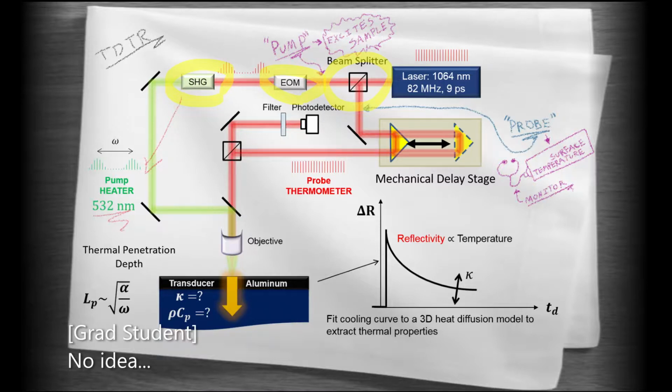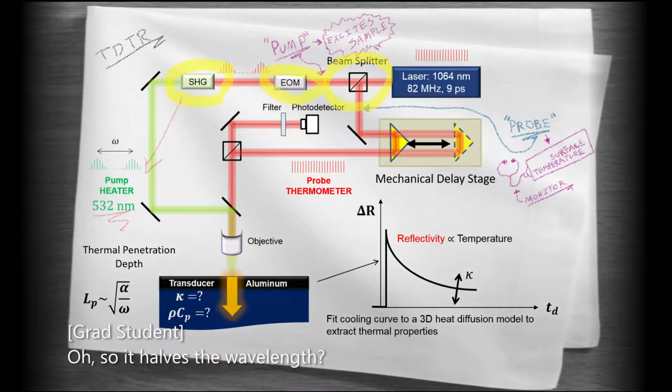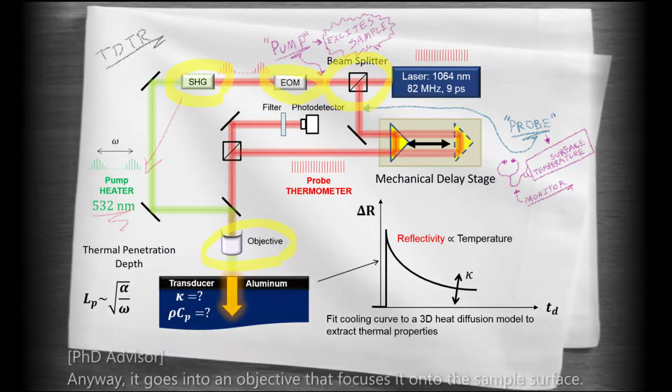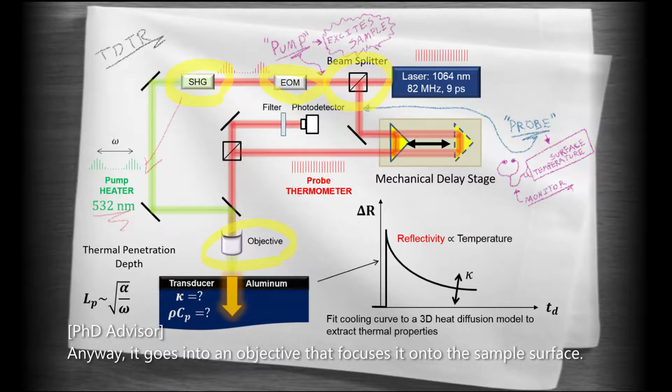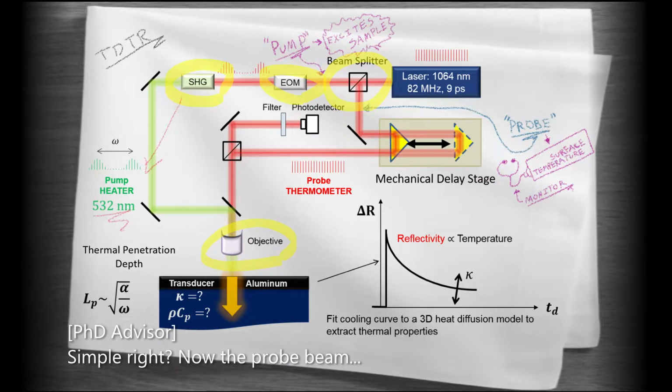No idea. I'll give you a hint. It doubles the frequency. Oh, so it halves the wavelength. Yup, I even underlined it. Anyway, it goes into an objective that focuses it onto the sample surface. Okay, so that's all it does? Simple, right? Now the probe beam.